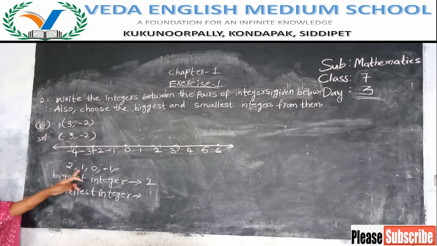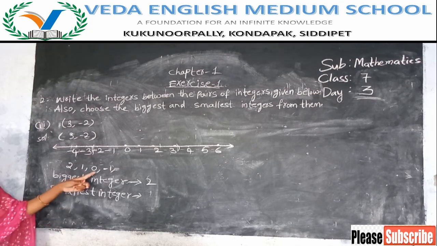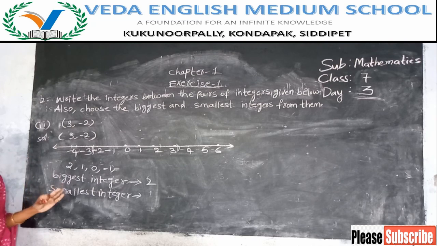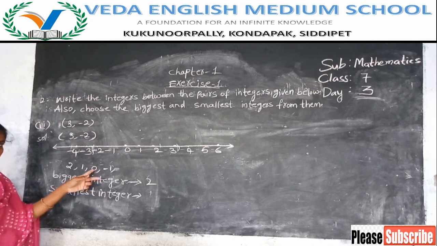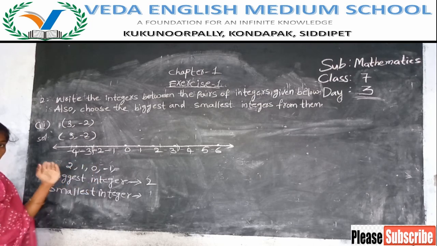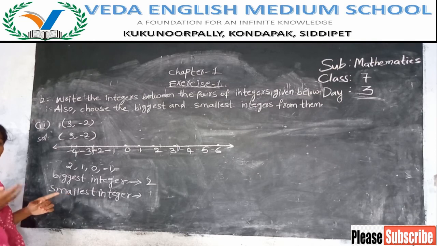Smallest integer: 2, 1, 0, -1. We have 4 integers. Out of these, what is the smallest number? Now most of you are thinking that 0 is the smallest number, but that is not correct. You are thinking like that, but that is wrong because negative numbers are less than 0.